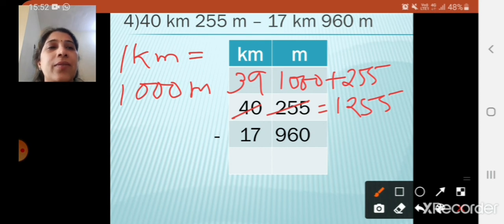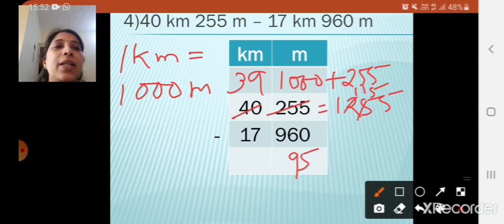Now we'll carry out the subtraction. 5 minus 0 is 5. Next is 5 minus 6. You cannot subtract 6 from 5. So what you are going to do? You are going to borrow 1 from 2. Right? So in the place of 2 it will become 1, and in the place of 5 it will become 15. So 15 minus 6 it will become 9. Now 1 minus 9, again you cannot subtract. So you are going to borrow 1 from this 1 number. So in place of 1 it will become 0, and in place of 2 it will become 11. So 11 minus 9 is how much? 2. So you will write 2 as the answer.